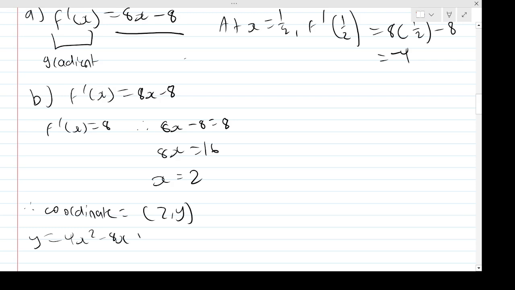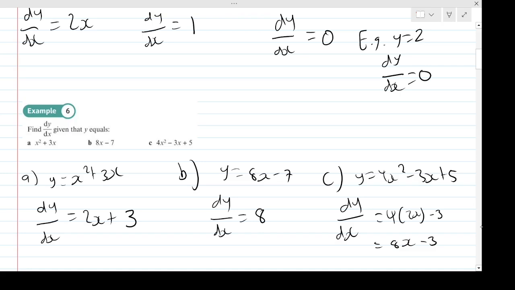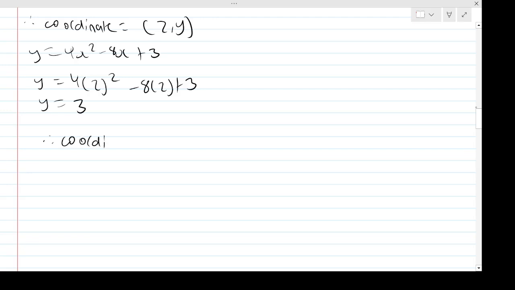So y is going to equal my expression, 4x squared minus 8x plus 3. But then when x is 2, we get 4 lots of 2 squared minus 8 lots of 2, add 3. Then if we put that in the calculator, we get y to be 3. So therefore the specific coordinate is x is 2, y is 3.